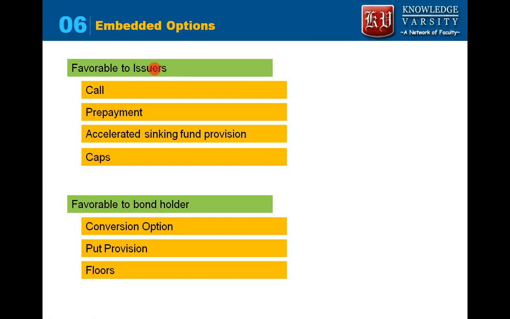Usually, this is the case whenever there are options which are favoring the issuers, the bond yield will be more because the investors require more yield from them.